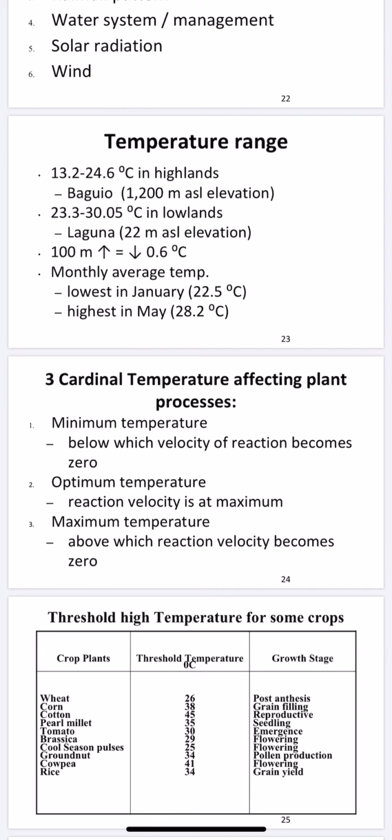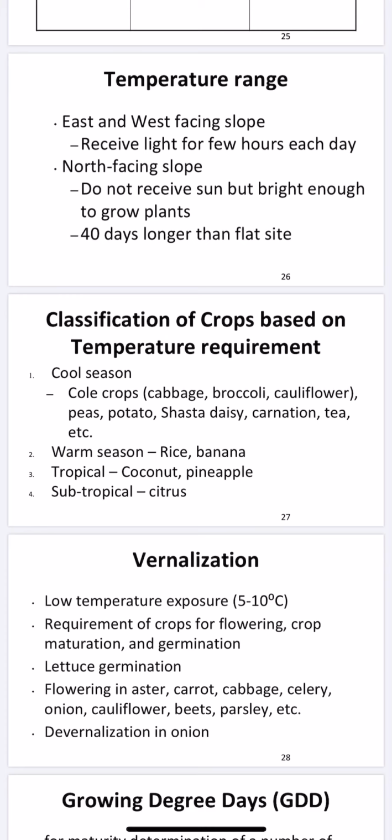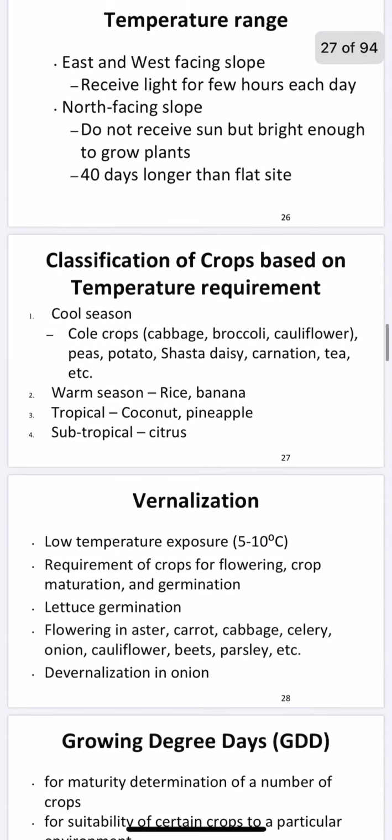Next, the east and the west facing slope. When you have a slope, the east and the west receive light for a few hours each day, while those in the north facing slope do not receive direct sun but are bright enough to grow plants. So they are 40 days longer than flat sites in terms of growth and development. Usually plants on the east and west facing slopes are the ones with enough light, and the north facing slope has less light.